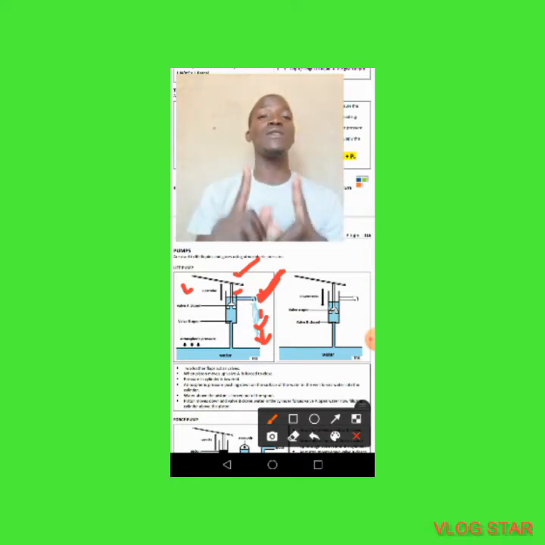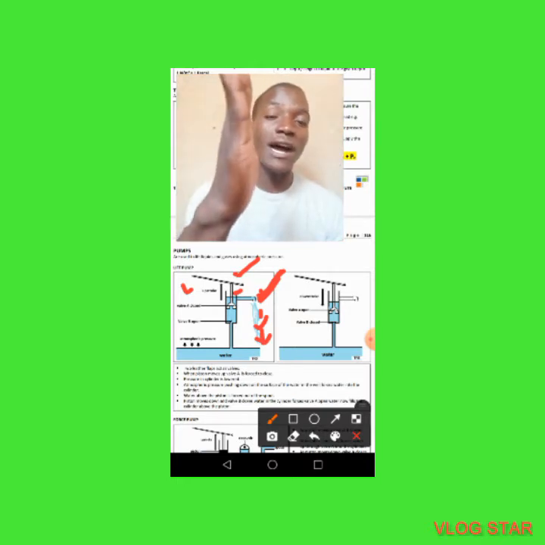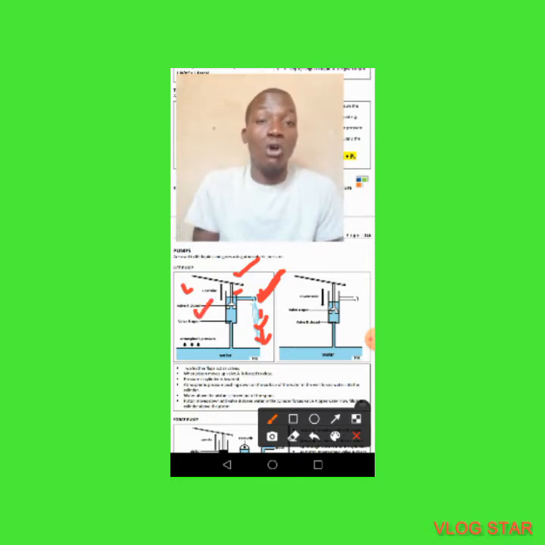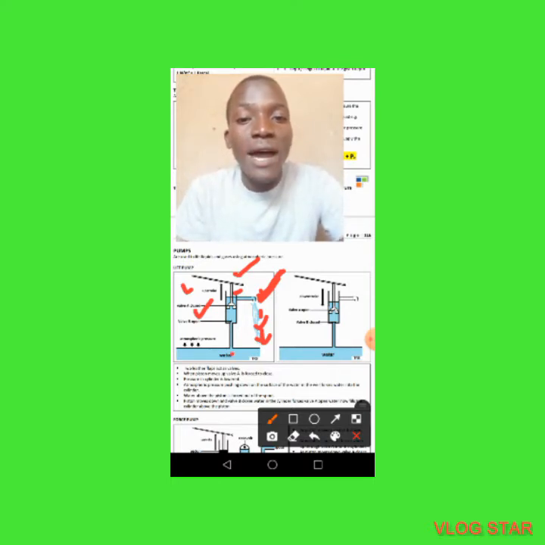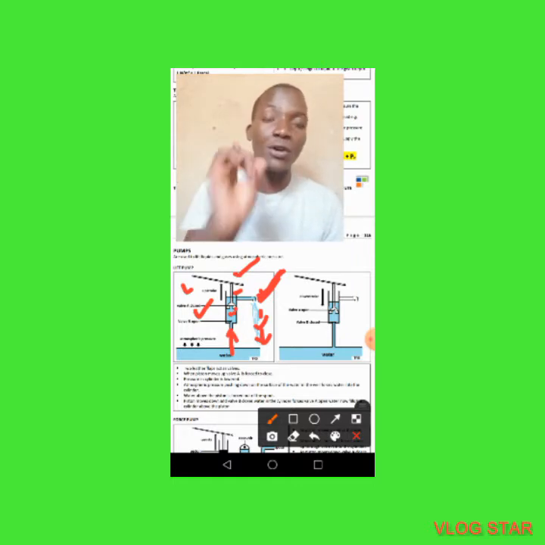Then we also look at when the piston is moving upwards. We said the upper valve closes, and the lower valve, which is valve B in this case, opens. Why does the lower valve open? To allow the water to enter into the cylinder. So valve B, the lower valve or the foot valve, opens to allow water to enter into the cylinder. That's what happens during the upstroke.